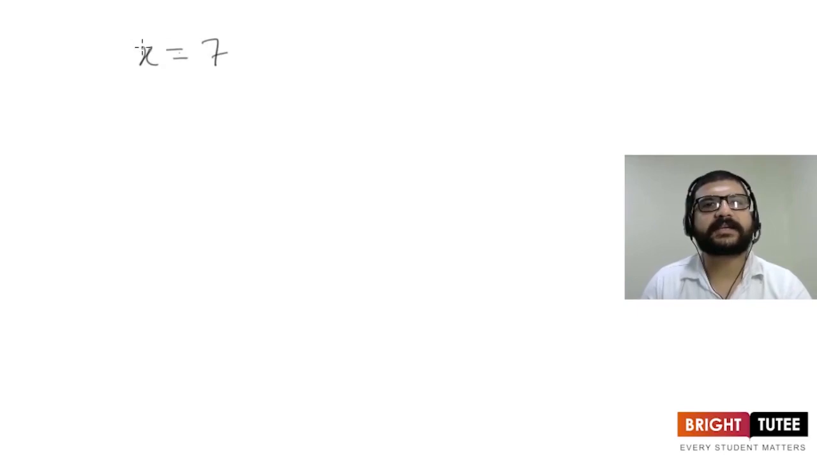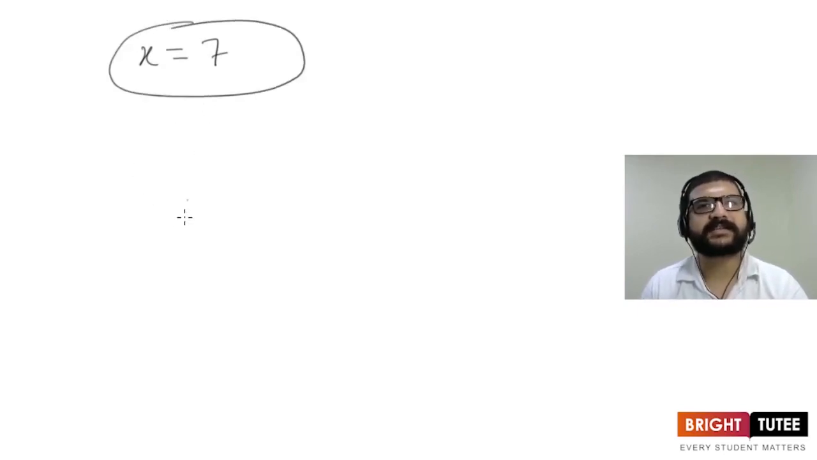Now till now we have seen how to solve equations. Now can we go the other way around? Suppose the solution is already given to us, which is x is equal to 7. This is the solution given to us. Now can we form an equation whose solution is this? Yes, we can do that also. But how should we do that?